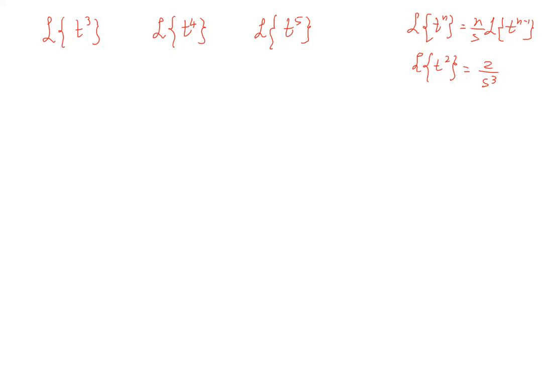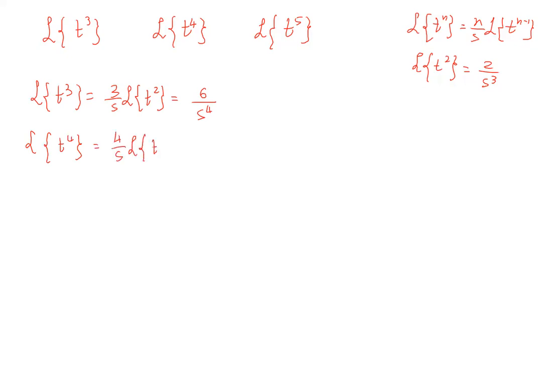Okay, let's see them together now. So we have L of t cubed is going to be 3 over s times L of t squared, which is 6 over s to the fourth. L of t to the fourth is going to be 4 over s times L of t cubed, which is going to be 24 over s to the fifth.